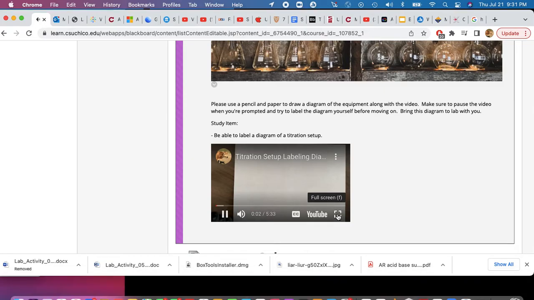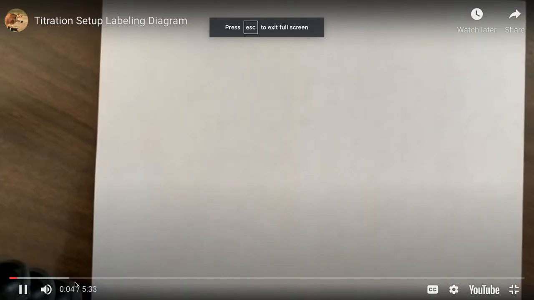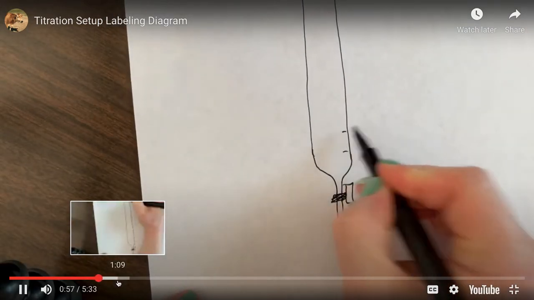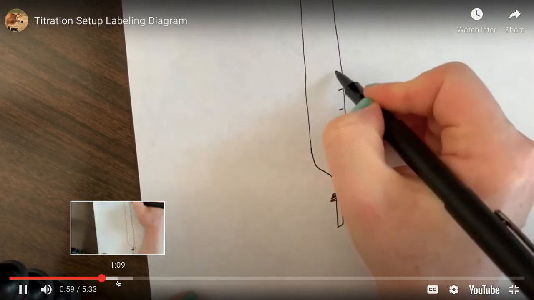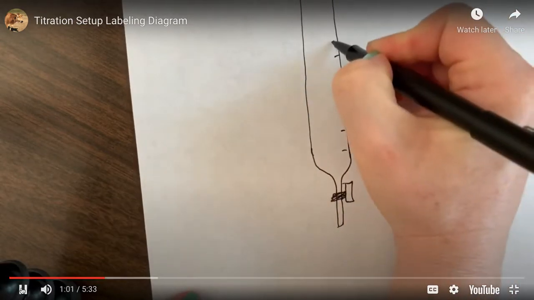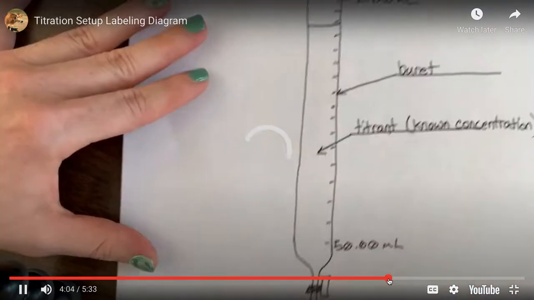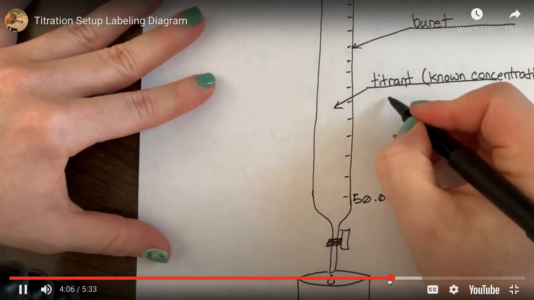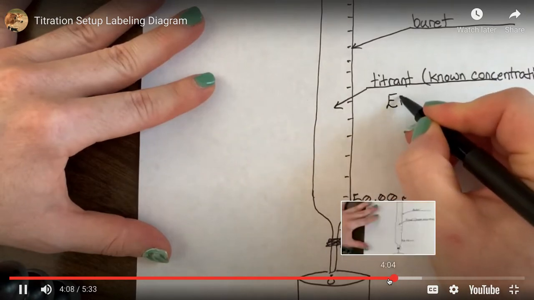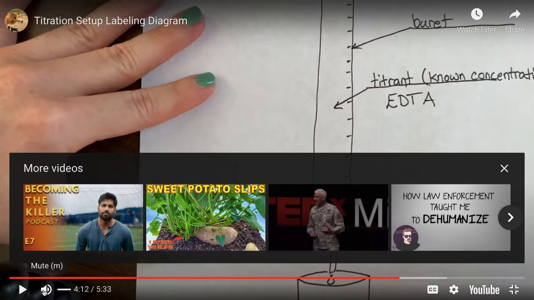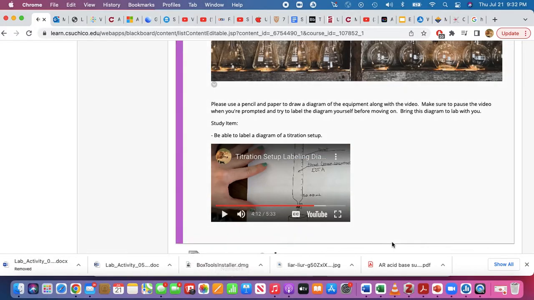Hello, Chem 100. Welcome back. Today, control the flow. And it's got lines on it. In real life, it has a lot more lines, and this titrant is going to be our EDTA. Okay, you get the picture from that.